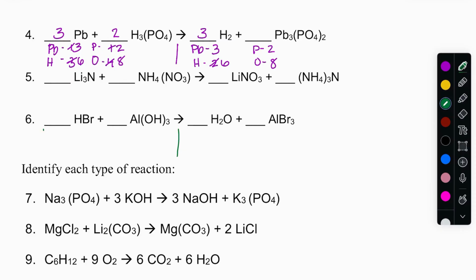Let's look at 6. I have hydrogen, bromine, aluminum, oxygen, and hydrogen. Oh, I already have hydrogen.